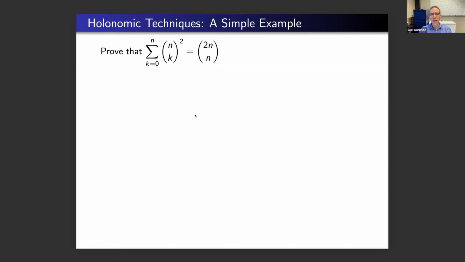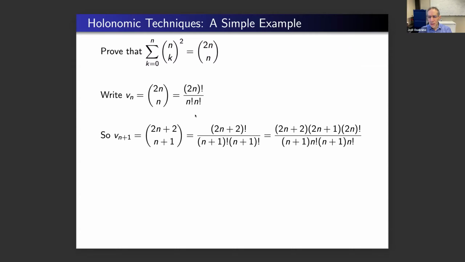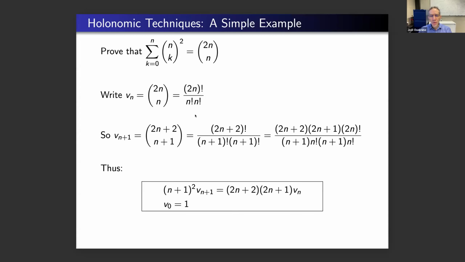So let's see how this works in practice. Let's start with the right-hand side. So 2n choose n is (2n) factorial over n factorial squared. That's v_n. v_{n+1} is 2n plus 2 choose n plus 1. Then I develop a little algebra, and I conclude that I have the following recurrence: (n plus 1) squared times v_{n+1} is this polynomial times v_n. You can check, of course.